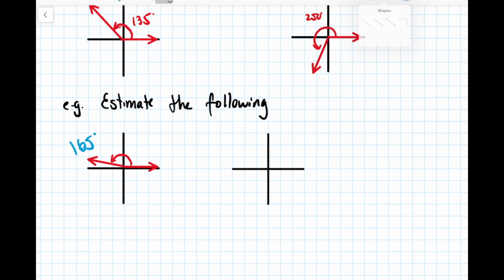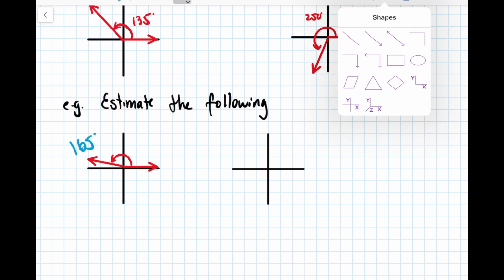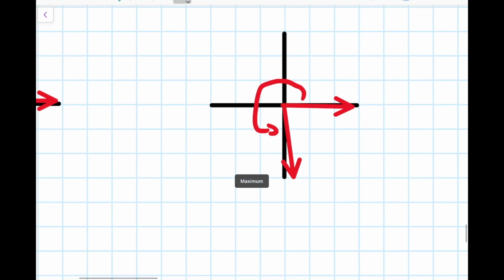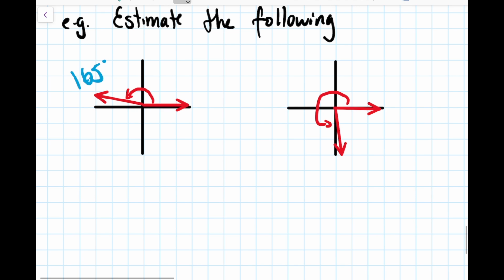So let's try another one. All right, so looking at this, again, we are in quadrant 3 now. And compared to the last one, this one's even closer to its axis. So it's not exactly 270, but it's right up against there.